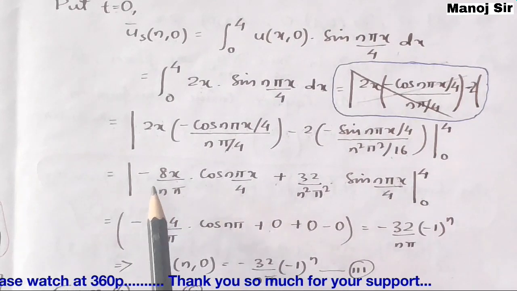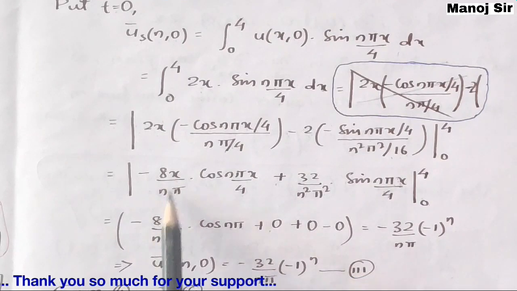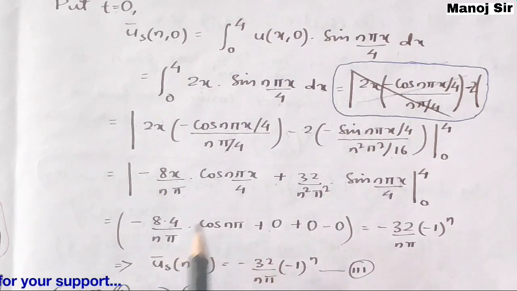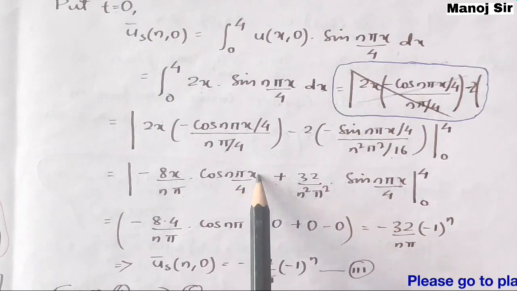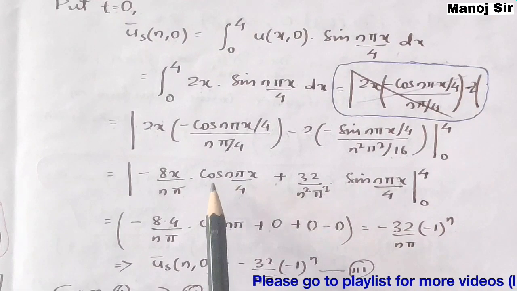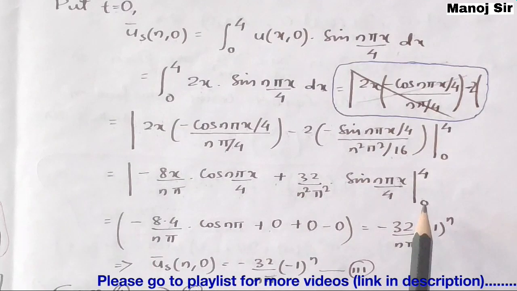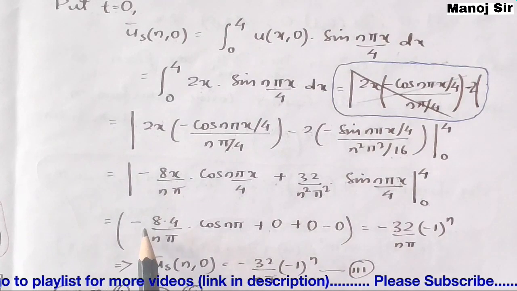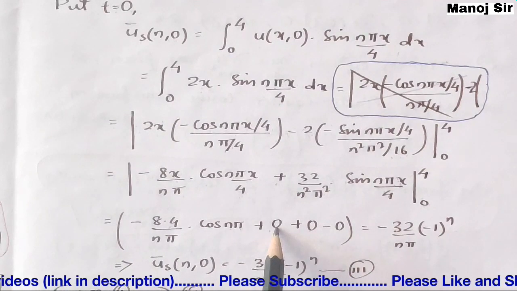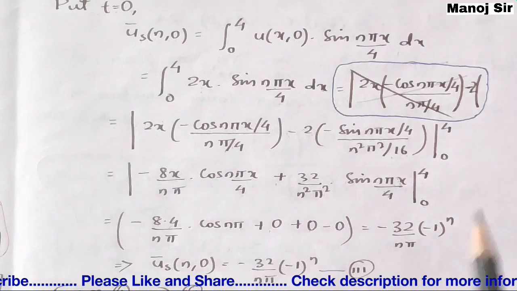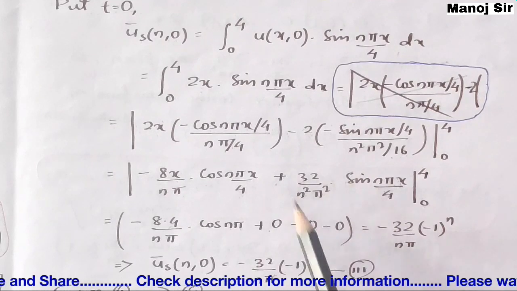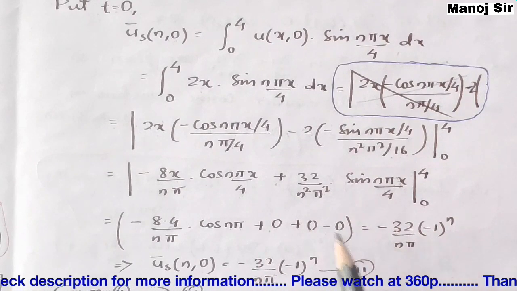On putting the upper limit, you will get minus 8 into 4 upon n pi. If you put x equals 4, the 4 gets cancelled and you are left with cos of n pi. Now if you put the lower limit 0 here, this term will become 0. Now coming to the second term, upper limit positive, so lower limit will be negative.